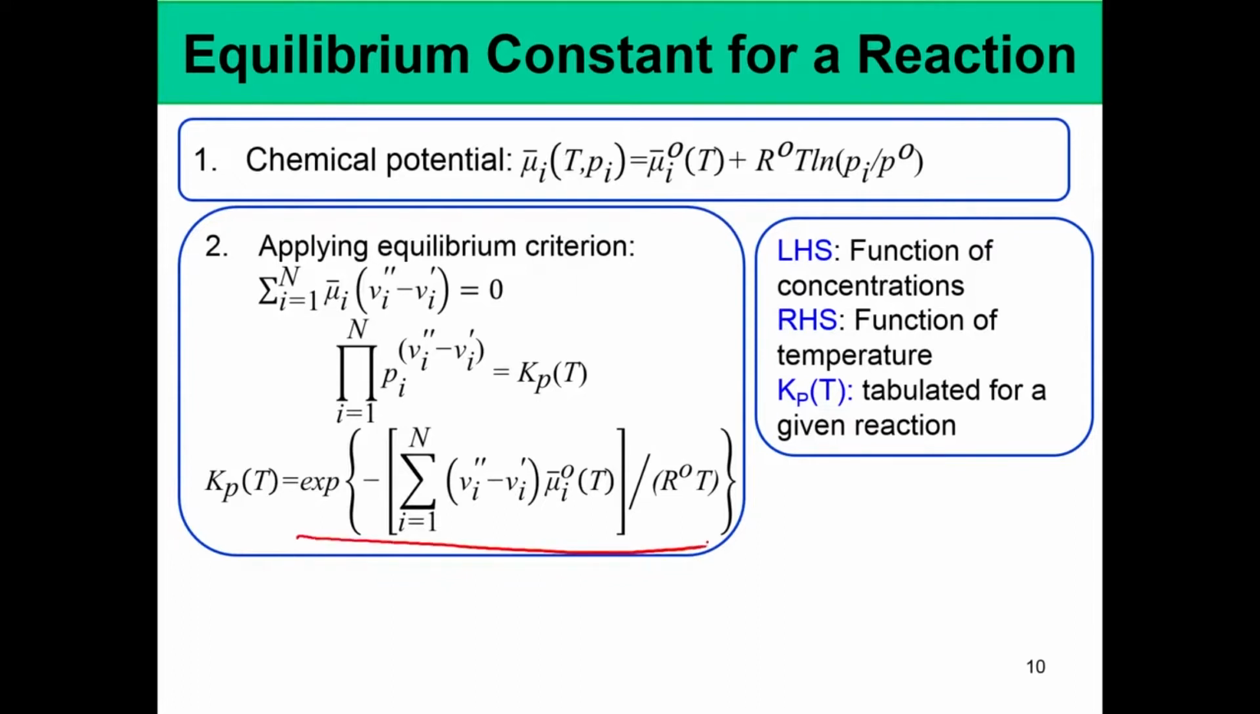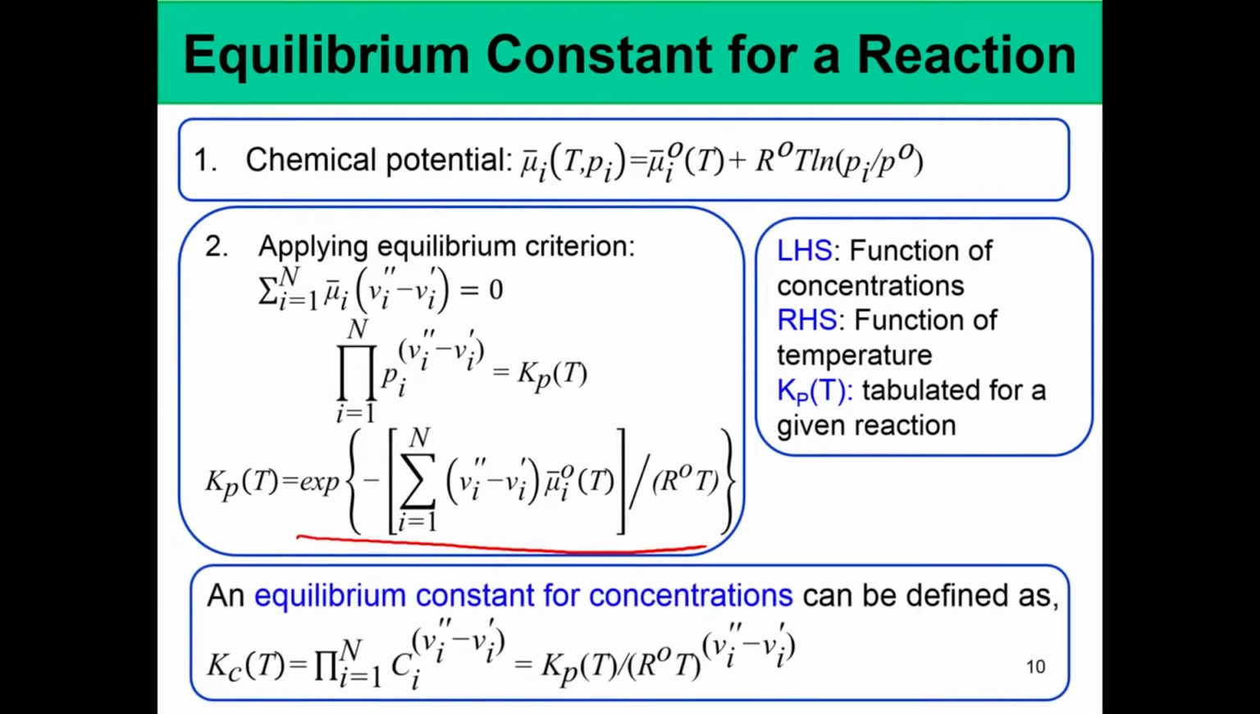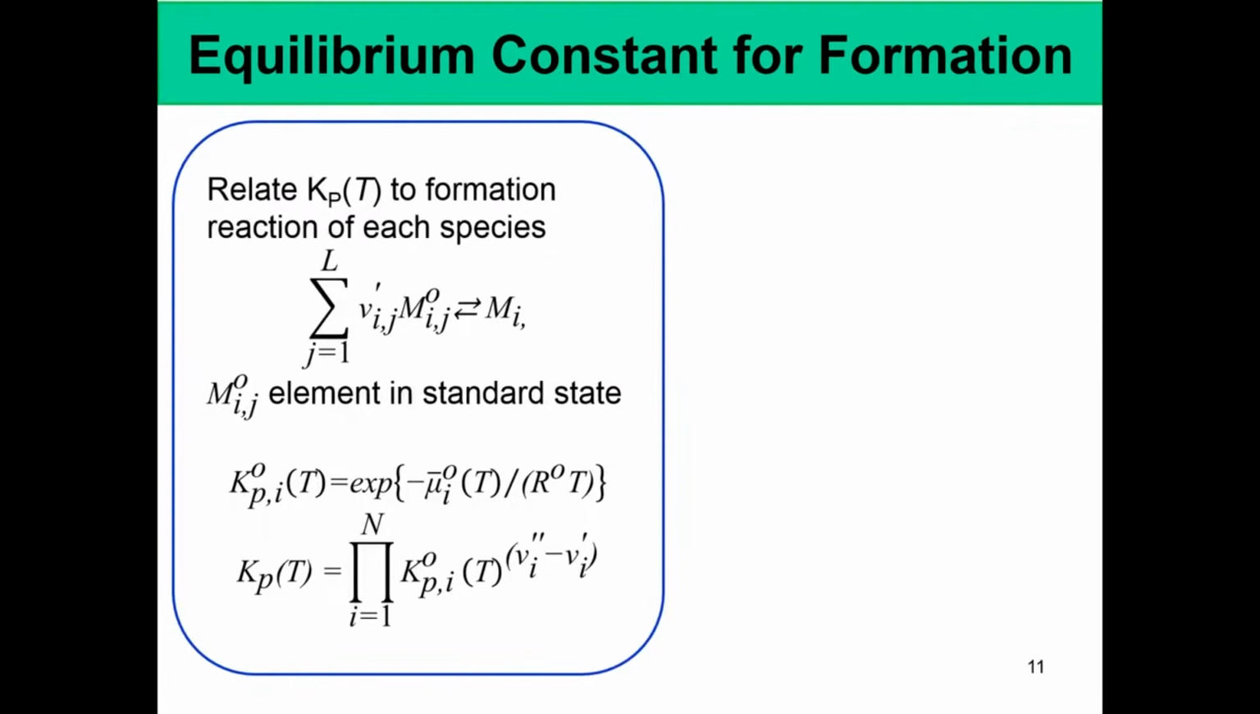Of course, there is also a Kc, that is the equilibrium constant in terms of concentrations. We showed that we do not need to tabulate the equilibrium constant for individual reactions, but we can obtain it from the formation. If we write a hypothetical reaction by which a species is formed, we can write the equilibrium constant for a given reaction in terms of the equilibrium constants of those reactions that form the species involved in the present reaction.